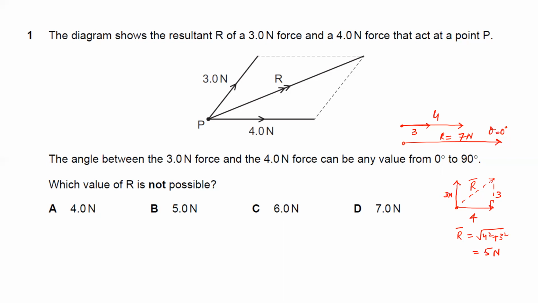So the range we have is 5 less than or equal to R, less than or equal to 7. So R can be equal to 5 and R can be equal to 7. Anything beyond this range is not possible. So 7 is possible, yes. 6 is possible, yes. 5 is possible, yes. 4 is possible, no. So answer A is the right answer.